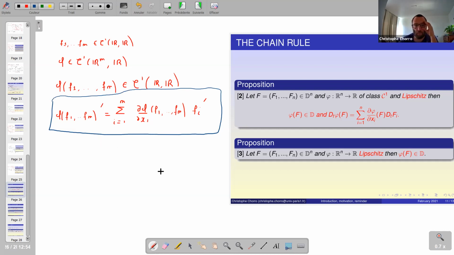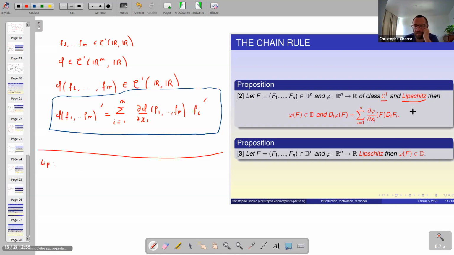So here in proposition 2, we have the analogue of this proposition. Here I suppose that I have random variables in the domain of the derivative operator. And here I suppose a mapping from R to the power n into R that is of class C1, but I add a little something here. I want it to be C1 and also Lipschitz.